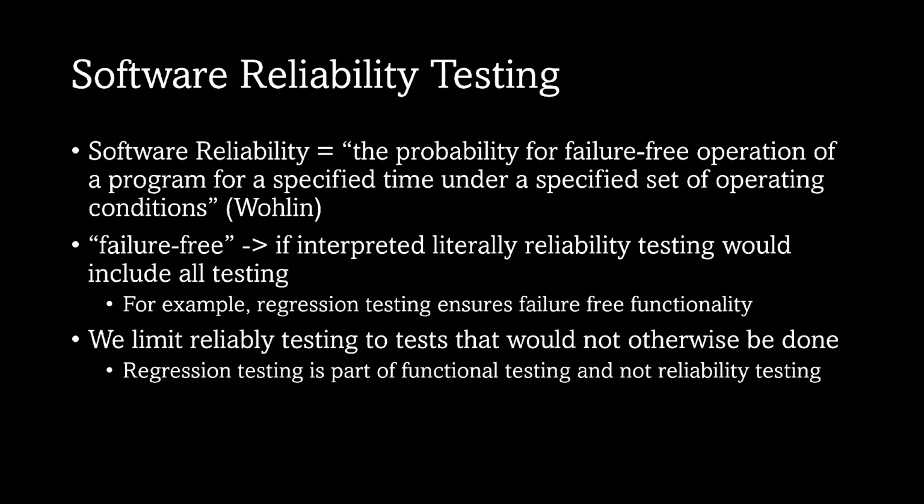Not quite. We limit reliability testing to specific tests that wouldn't otherwise be conducted during the development process. This is because regression testing, while essential, is a part of functional testing. It ensures the system functions as expected. Reliability testing, on the other hand, focuses on uncovering reliability-related issues that are not found in, for example, functional testing.